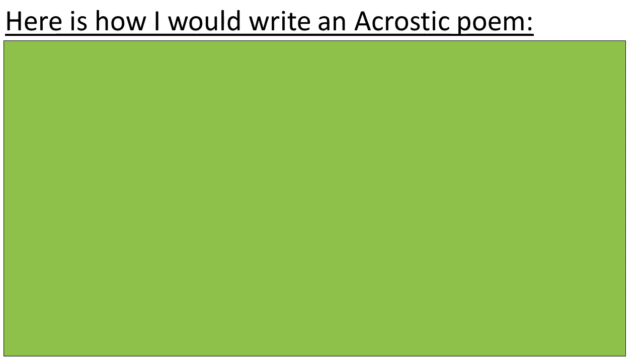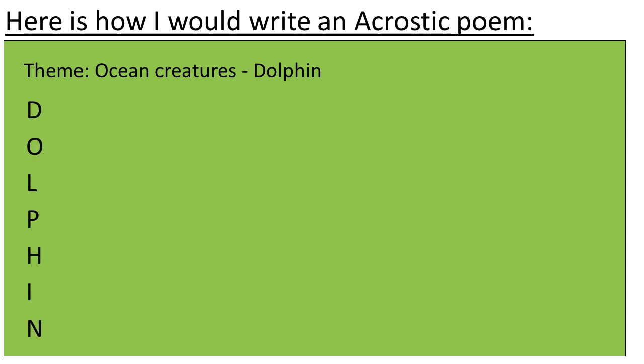So this is how I would go about writing an acrostic poem. Step 1. You need to decide what you're going to write about. Remember to keep your theme for your anthology in mind. My theme is ocean creatures, and I've decided to write about dolphins. Once I've made this decision, I'm going to write down the word dolphin on the side of my page vertically.